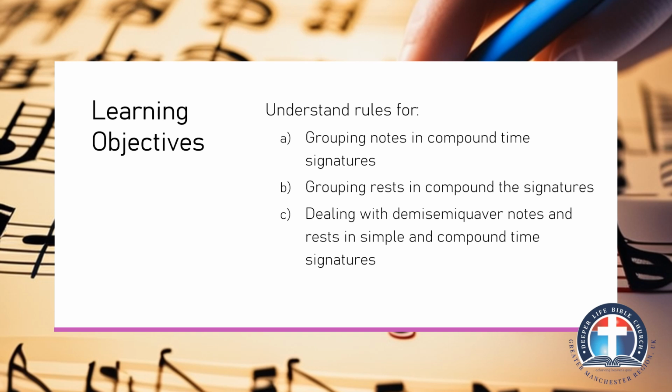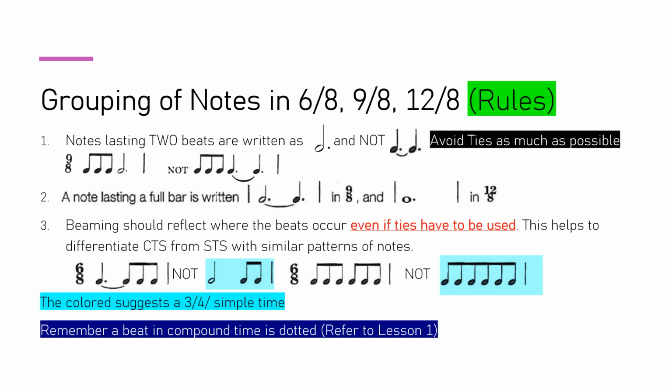So let's delve into it straight on. What are some of the rules for grouping notes in 6/8, 9/8, and 12/8? I'll go over them one after the other quickly. Generally, the first thing is that notes lasting 2 beats are written as a dotted minim, as you could see. When we talk about notes lasting 2 beats, we are talking about a dotted minim, as you can see.